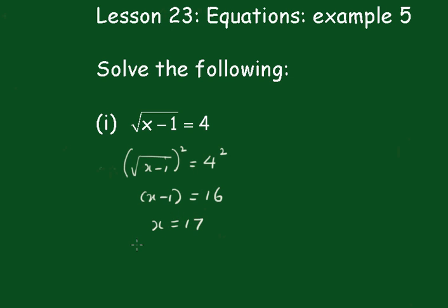We add the 1 to both sides. And you can check that quite easily, can't you? 17 take away 1 is 16, and the square root of 16 is 4.